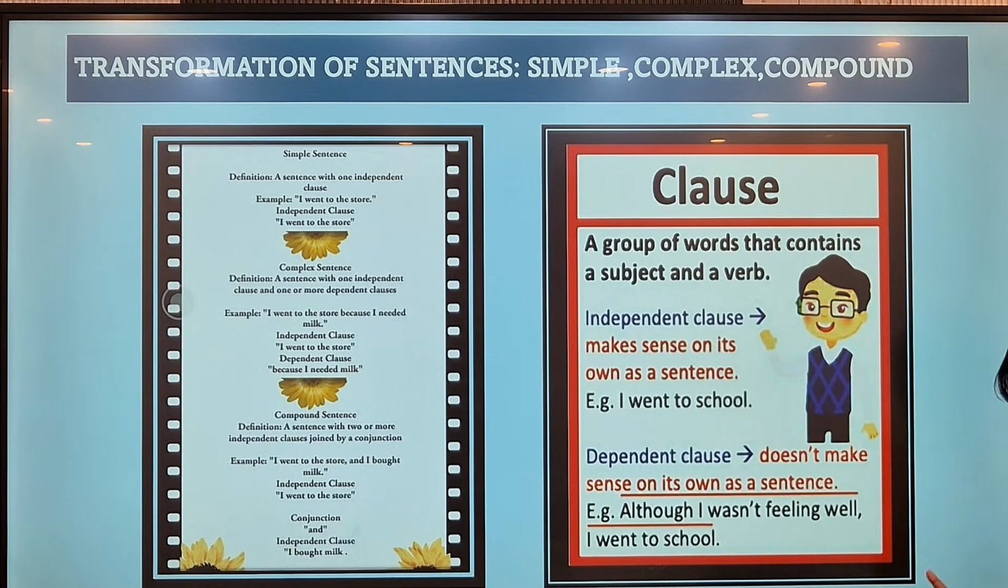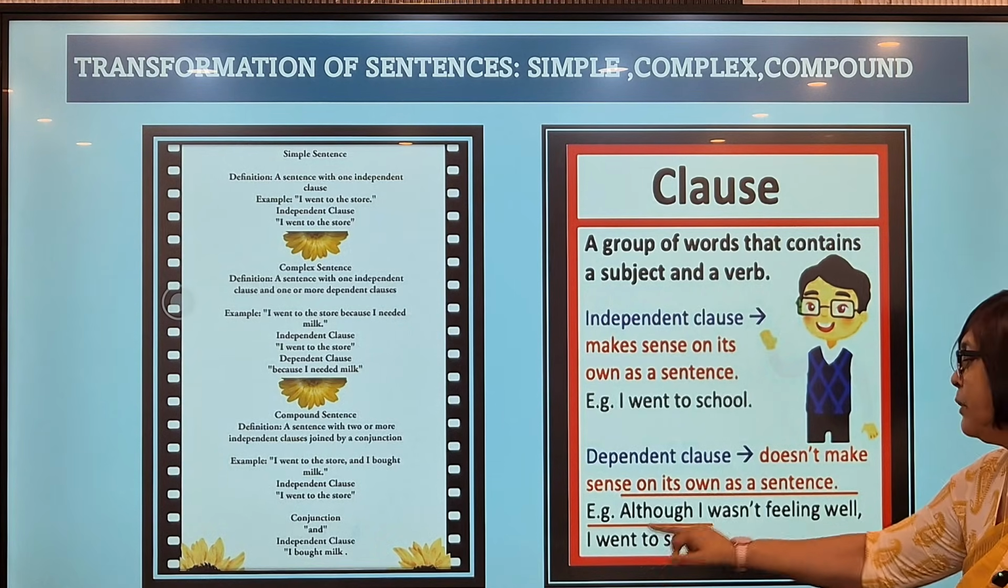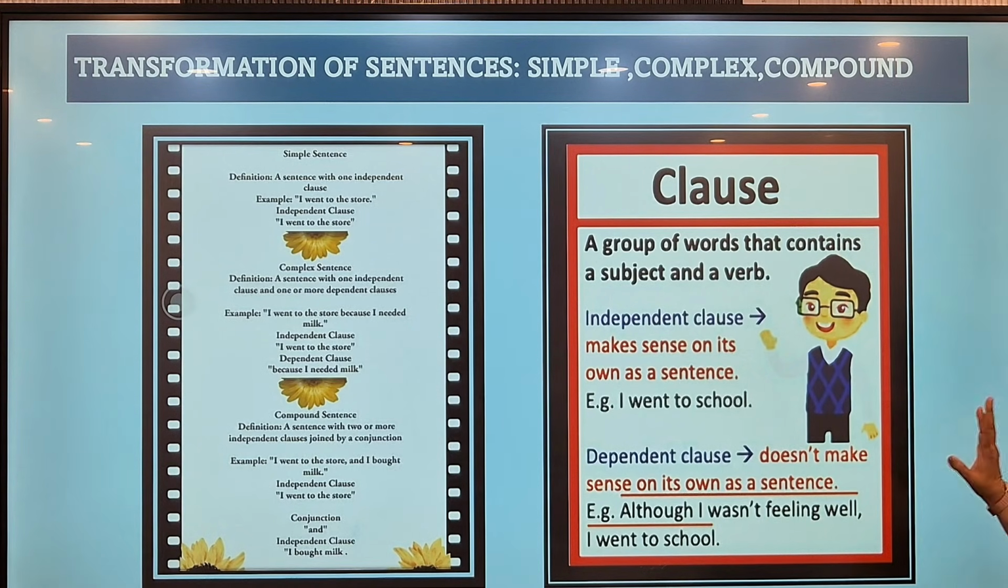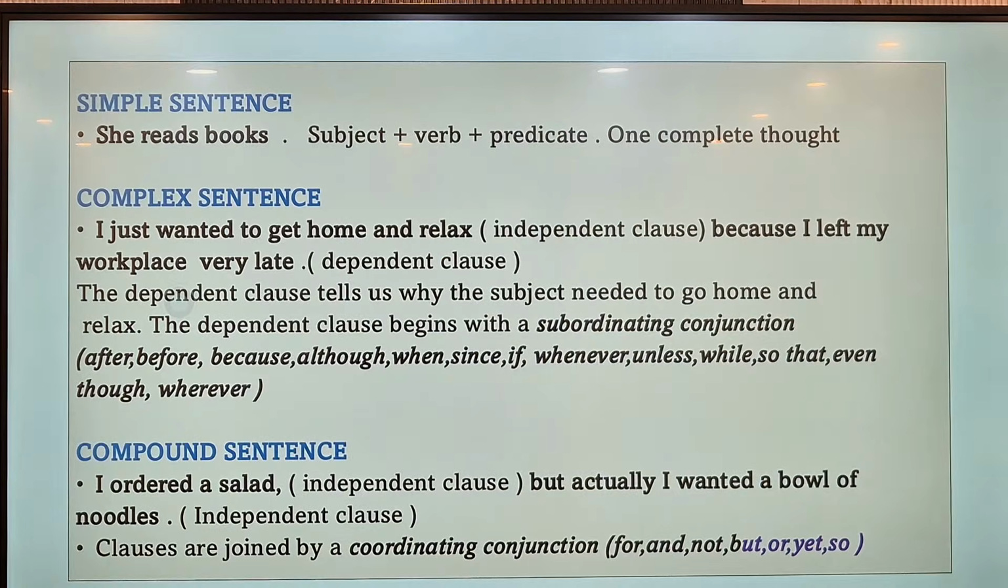Although I wasn't feeling well, I went to school. This is the dependent clause, because although I wasn't feeling well depends on I went to school for having a complete meaning.